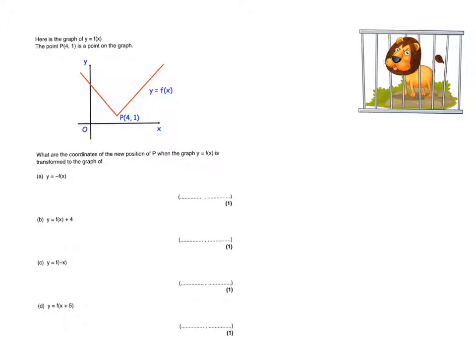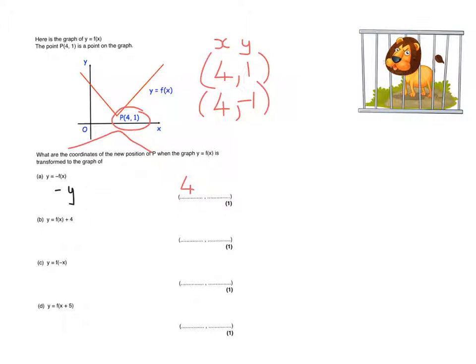So the first thing that we need to know is f of x is another way of saying y. So we've effectively got minus y here, which means that all of my y coordinates have now become negative. So P, (4, 1), where 4 is the x and 1 is the y, has now become negative. So the x stays the same, the y becomes negative. So effectively, we've reflected it in the x-axis. So my coordinate is (4, minus 1).